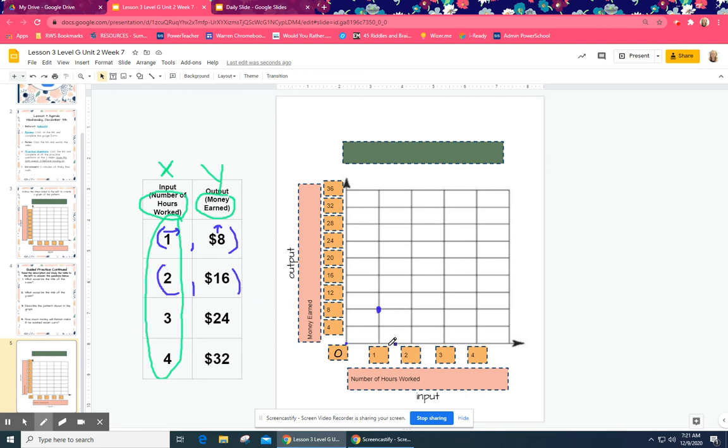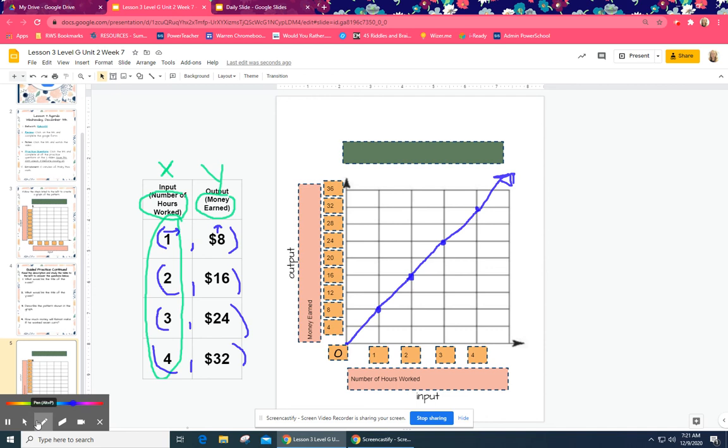2, 16, over to 2, up to where I have my 16. 3, 24, over to 3, up to 24. And then 4, 32. Over to 4, up to 32. If you do it correctly, it'll make a straight line, and then you'll draw the line all the way through your graph with an arrow at the end.